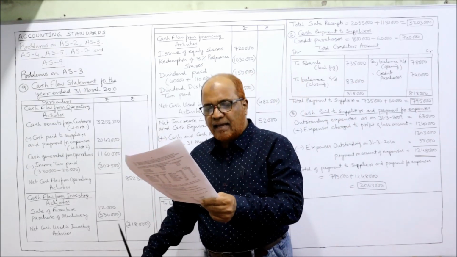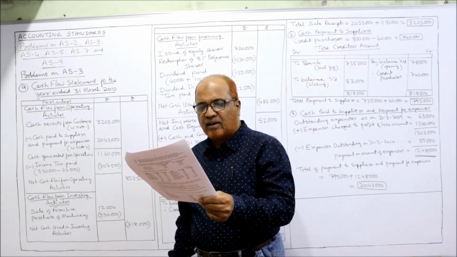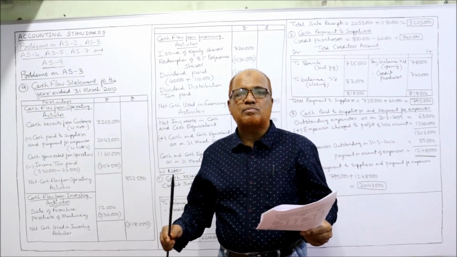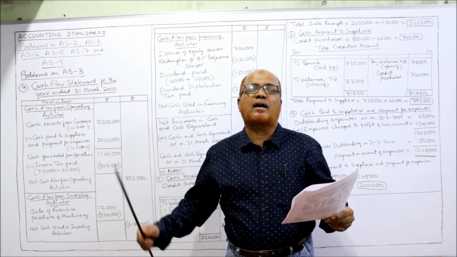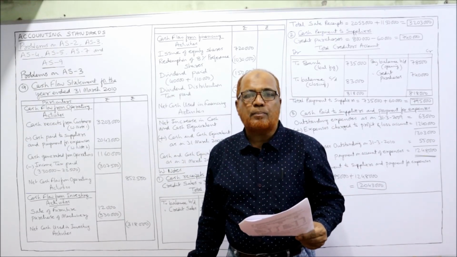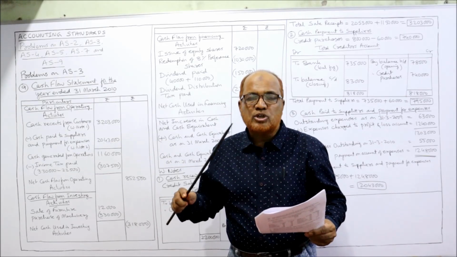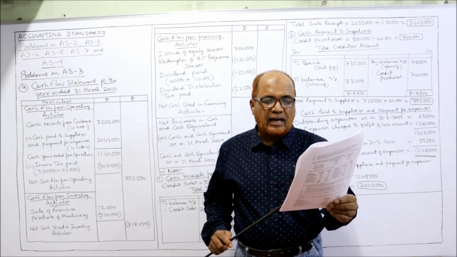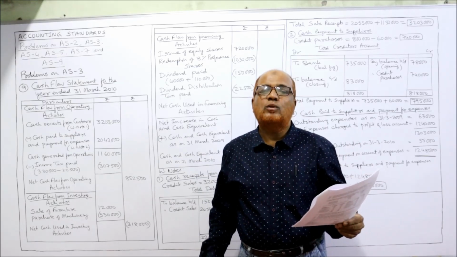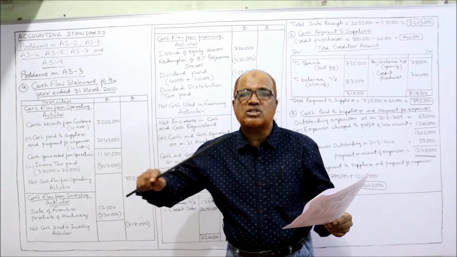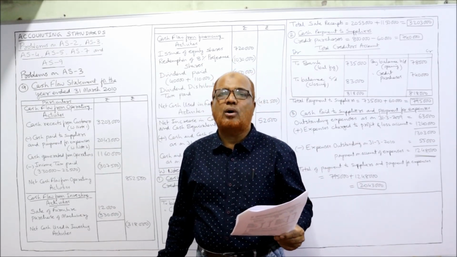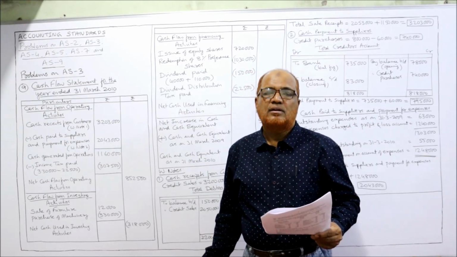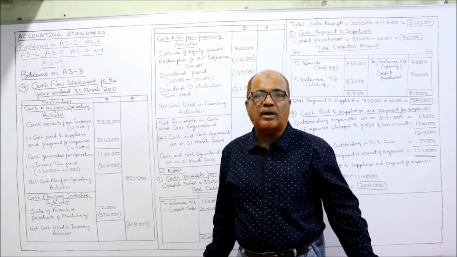Then fully paid 8% preference shares of the face value of 10 lakh were redeemed at a premium of 3%. Redemption of preference shares means the company has returned back the share capital, the preference share capital. So the company has repaid to the shareholders 10 lakh plus 3%, 30,000. Totally 10 lakh 30,000 is the cash outflow on redemption of preference shares. It will come under financing activity.